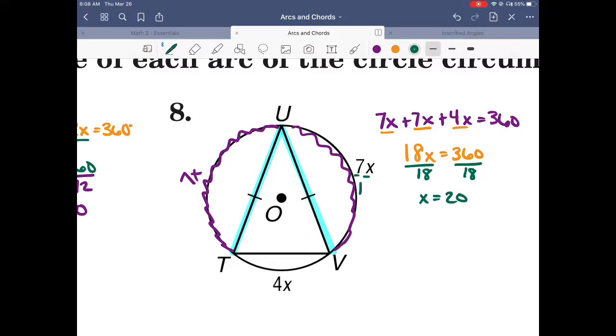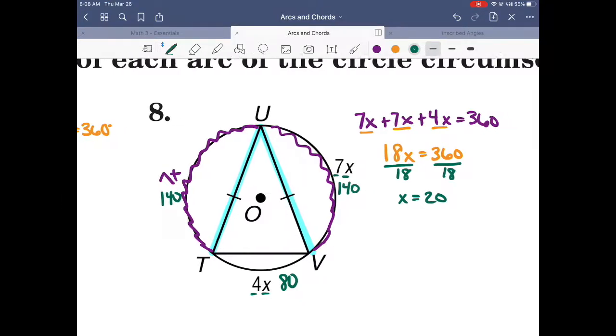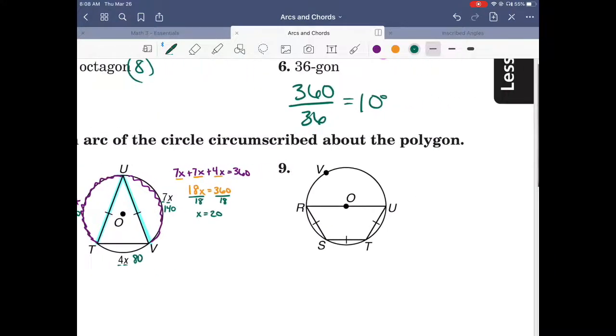Plug that in. 7 times 20 is 140. 4 times 20 is 80. We just said 7 times x was 140. Again, I can add them up, check to make sure they do equal 360. All right, last one like this.